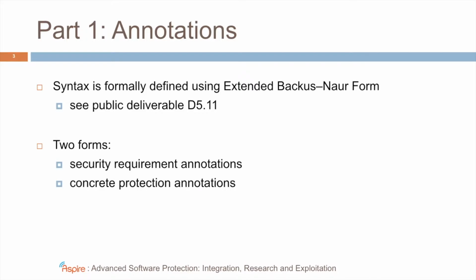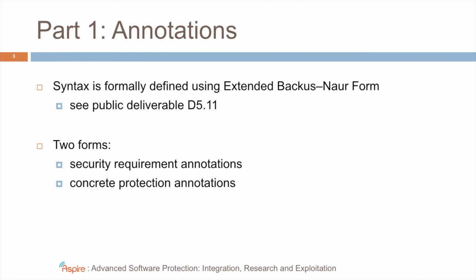Now, in fact, we have two forms of annotations. A first form, which we call security requirement annotations, can be used to annotate your assets in your software and to specify the security requirements, like confidentiality, integrity, and so on. The second form are the concrete protection annotations, and those are the annotations that specify which protections should be deployed on which items in your code. It's the second form that we will look at in this video. The first form will be discussed and shown in the videos on the decision support systems.